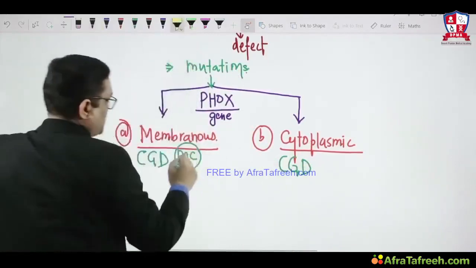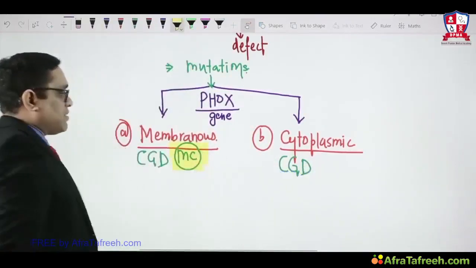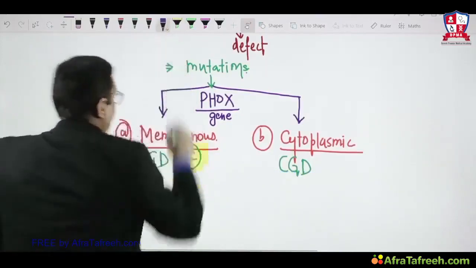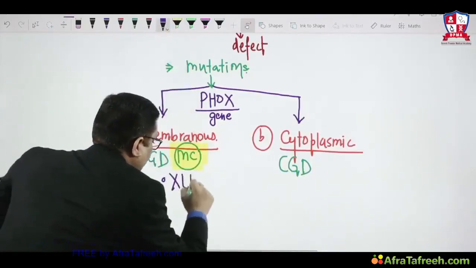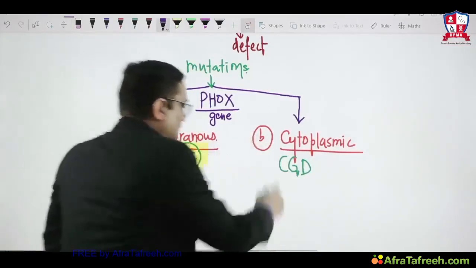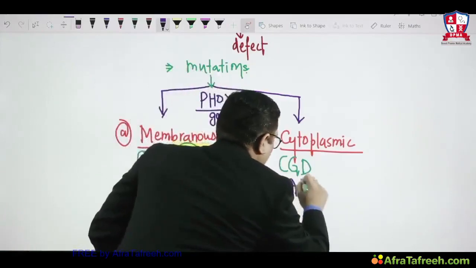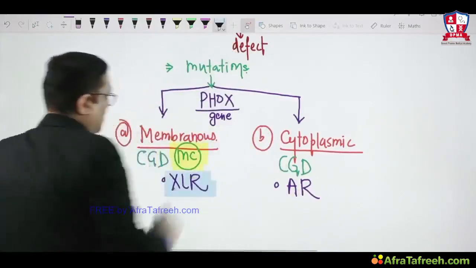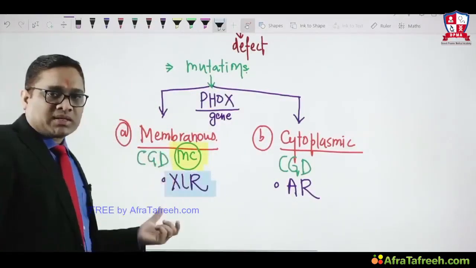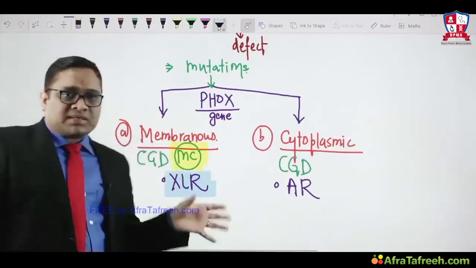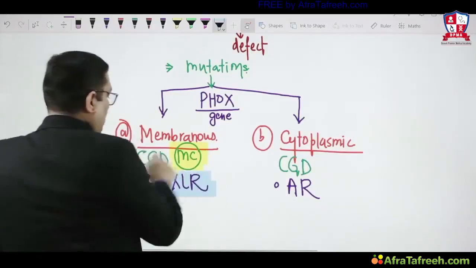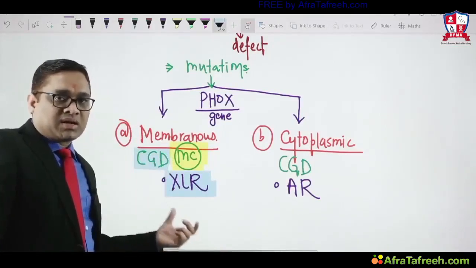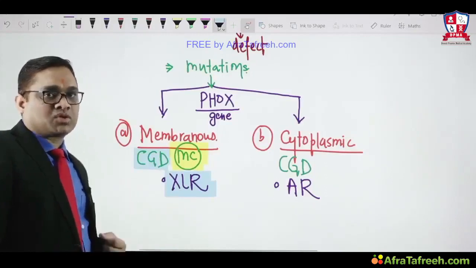This point was a question in the All India exam. The most common type is the membranous one, and membranous will be X-linked recessive. That is why I wanted to tell you this. Cytoplasmic will be less common, and it will be autosomal recessive. X-linked recessive was an All India question in 2016. Membranous type of chronic granulomatous disease is X-linked recessive. Or when the examiner simply asks, as in the All India exam, which pattern of inheritance is most common overall in chronic granulomatous disease, X-linked recessive is the most common.